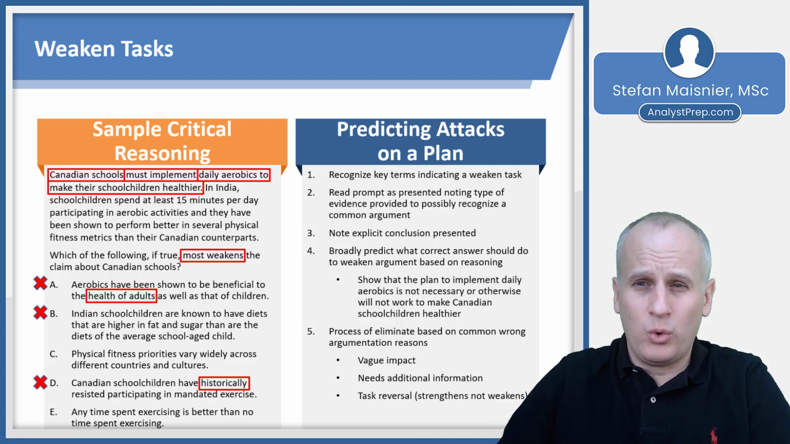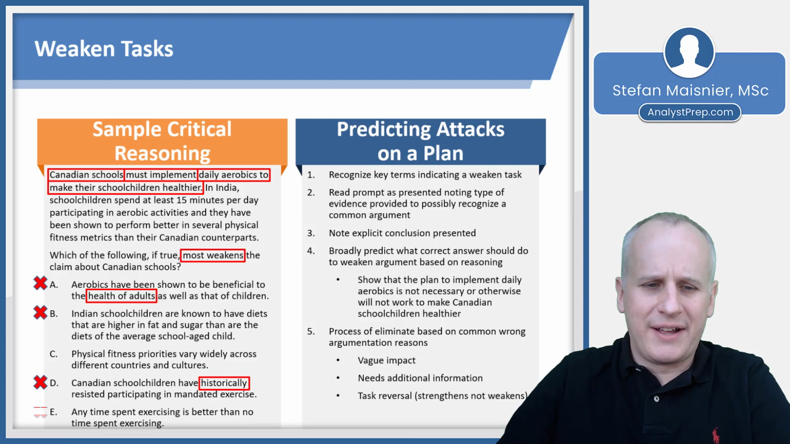So B would strengthen the plan, make it seem like the aerobics are helping the Indian school children. So we could assume that, or we should implement it in the Canadian schools theoretically. Additionally, we've got choice E, which is any time spent exercising is better than no time spent exercising. This also could be categorized as vague. This doesn't say aerobics, so exercise is probably a little bit of a term shift, kind of like what we saw earlier.